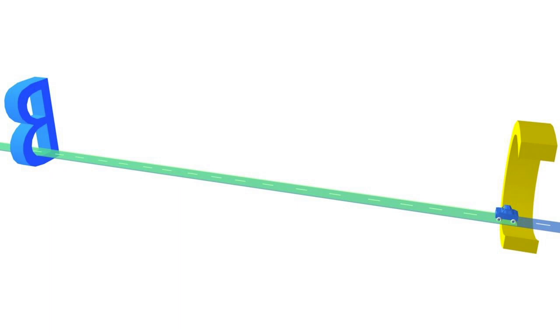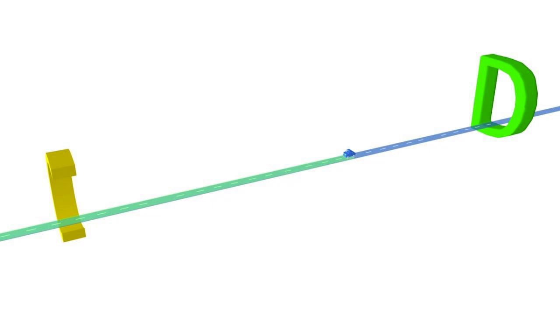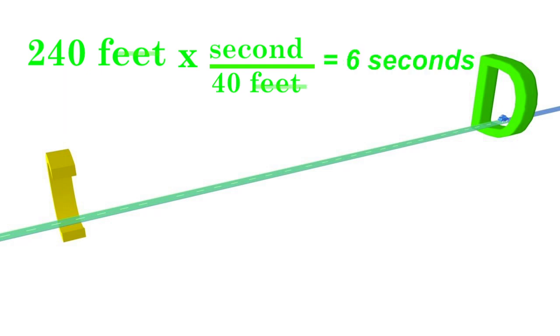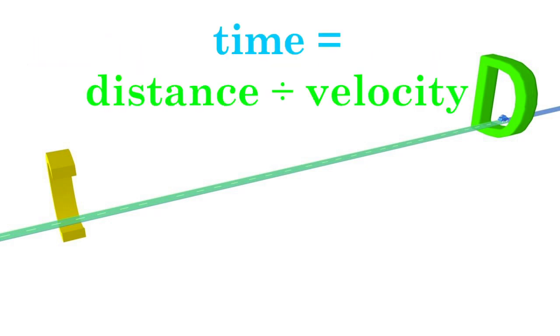Let's try another problem. How long would it take this car to travel from point C to point D if we know the distance from C and D is 240 feet? Well, to do this, we need to divide the distance traveled by the distance the car is traveling every second, which means we divide the distance by the velocity, which gives us a fractional division problem, which we can convert into a multiplication problem and solve. This gives us a time of 6 seconds. So to calculate time traveled, we take distance traveled and divide it by velocity.